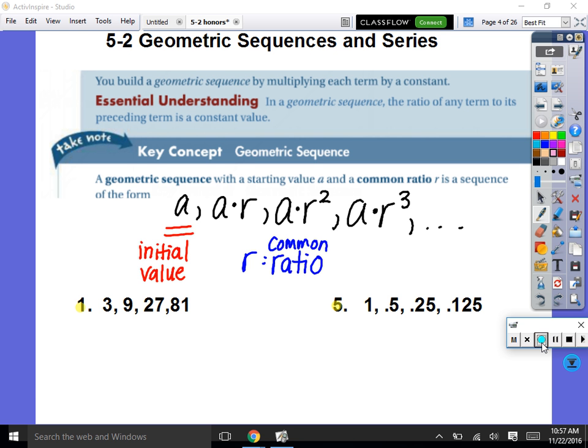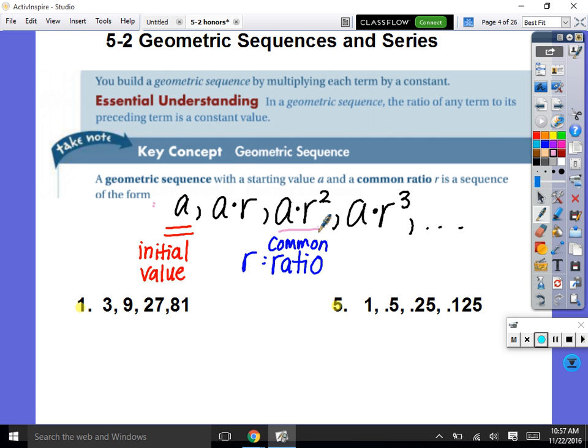So a geometric sequence will have a starting value A and a common ratio R. That's going to be a sequence of this form. Now let's think about why this makes sense. If we have a starting value and we multiply by something, that'll give us the second term, correct? Now if we multiply by that same thing again, that'll put us here. Wouldn't that be multiplying by the common ratio twice? So that's why it's R squared. Does everybody see where this is coming from? Now if you get to the third thing, you started here, and you multiplied R 3 times, R cubed. Does everybody see why that makes sense?